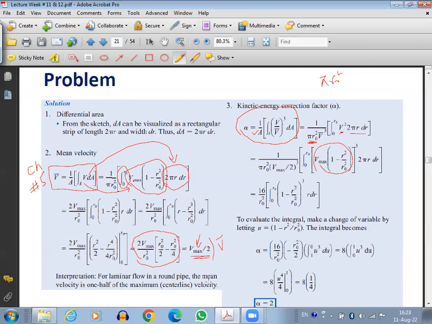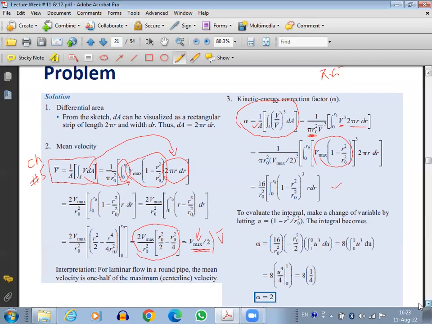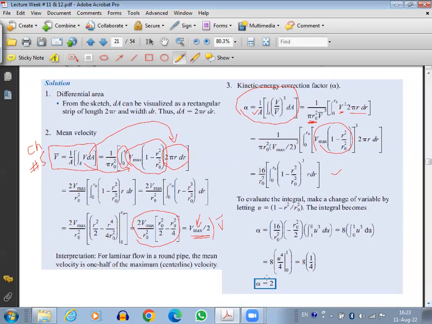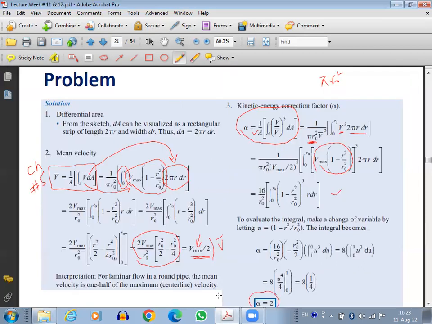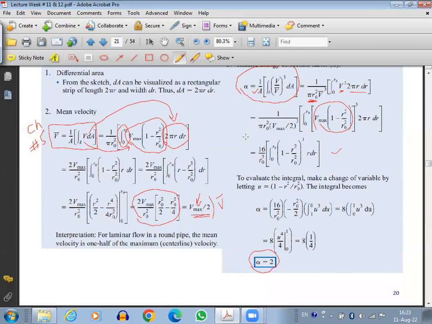There are multiple ways of solving the integral, the way you want to solve it. But in any way, if you solve the integral, you're going to end up with the answer 2. Alpha will come out to be 2 in this case. So if you know the velocity profile, you can substitute the velocity profile equation within the formula for the kinetic energy correction factor, and you can actually find out what the kinetic energy correction factor is. Here, it is coming out to be 2.